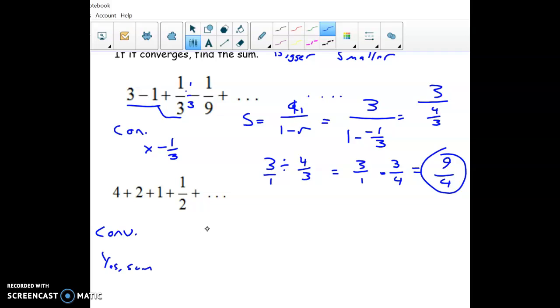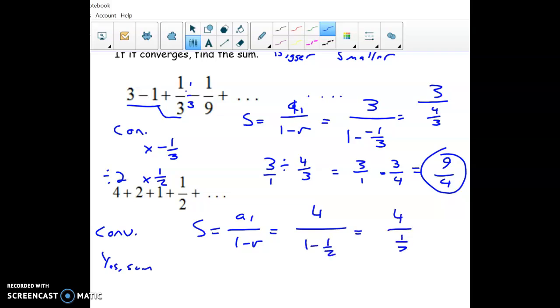And so I do the same formula: the sum is a1 over 1 minus r. So a1 is just 4. And r looks like we're dividing by 2, but again, r is the multiplied number. So we're multiplying by half. So we have 1 minus 1/2, which is just 1/2. So we're going to have 4 divided by 1/2, which becomes 4 times 2 over 1. So that's just 8. So our sum there would be 8, which looks about right.